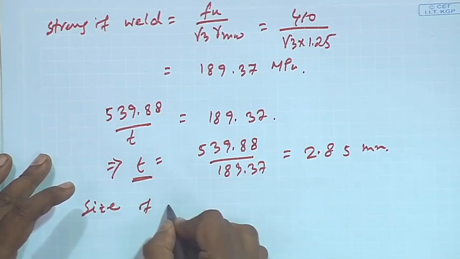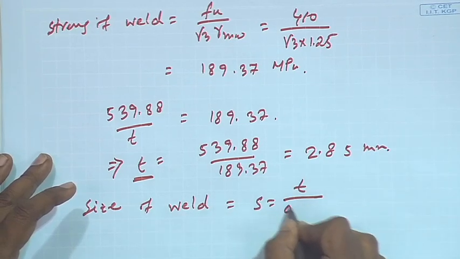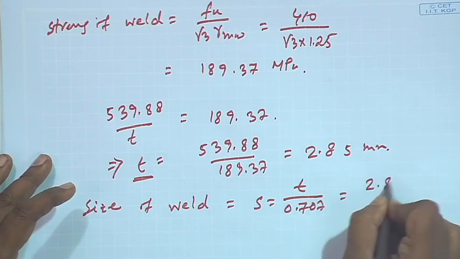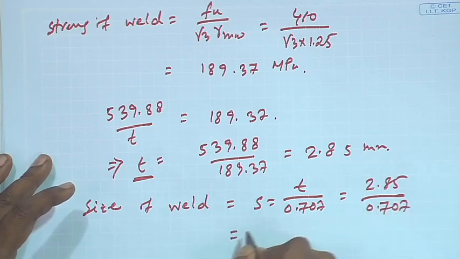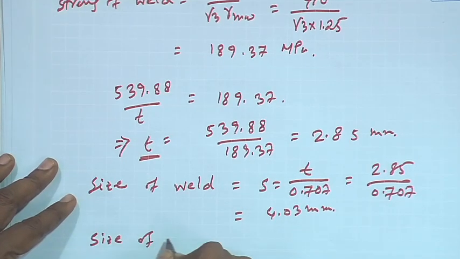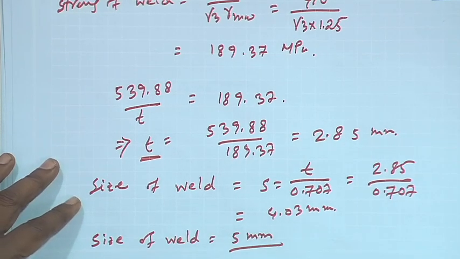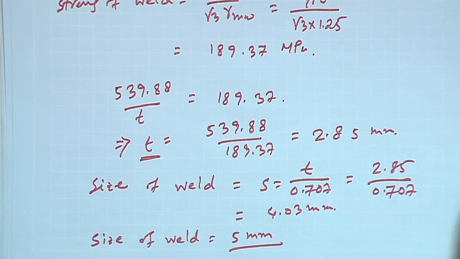So, size of weld will be S is equal to T by 0.707, that means 2.85 by 0.707. So, that is coming 4.03 millimeter. That means, size of the weld we have to provide as 5 millimeter. Okay. So, from the calculation we can see that size of the weld is coming 5 mm.